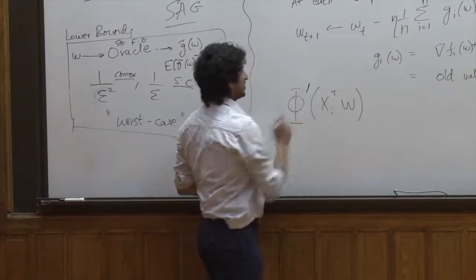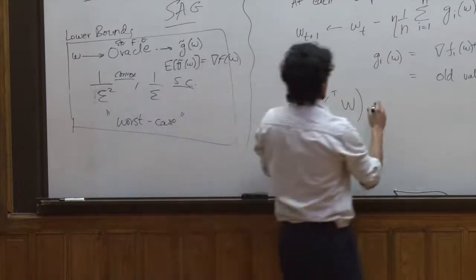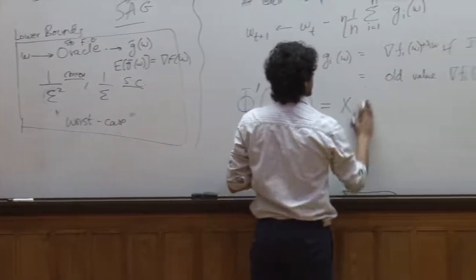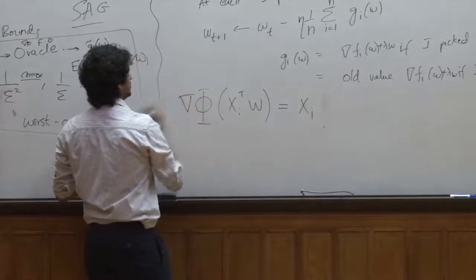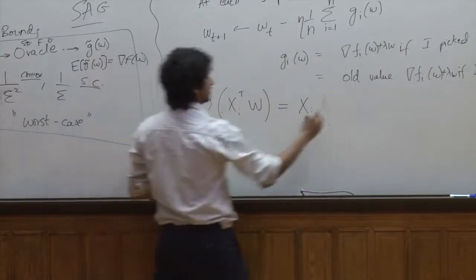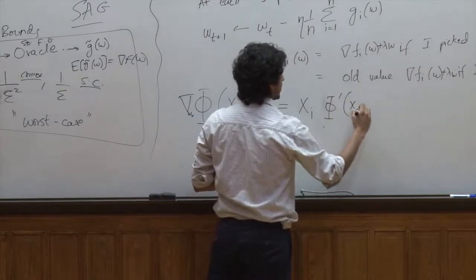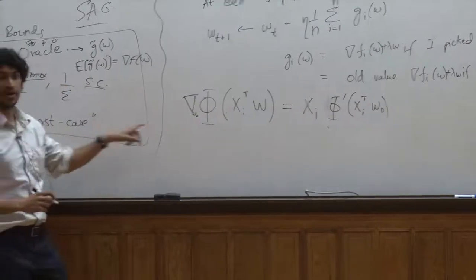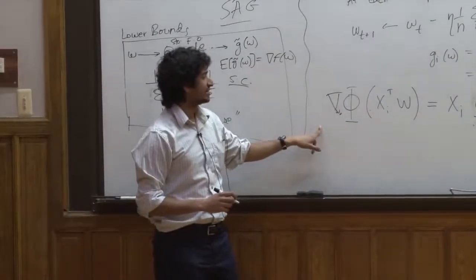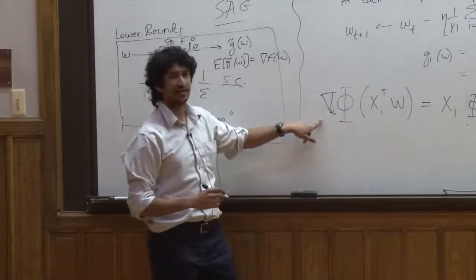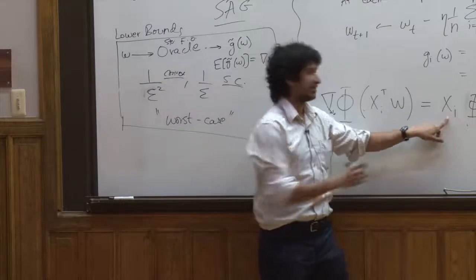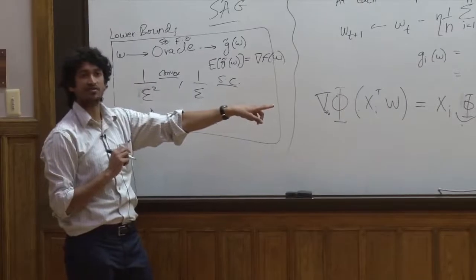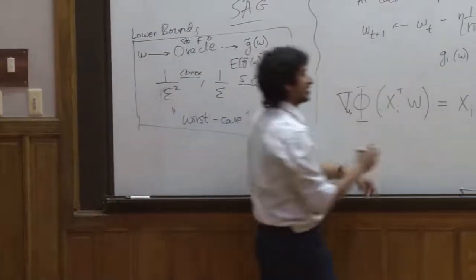Now, if I take the gradient of this, what is it going to be? The gradient at a point w0 is going to be xi times phi prime of xi transpose w0. What does that mean? That means that I don't actually have to explicitly store this gradient. I already have all the data points. I can just store that quantity, which is just a number. It's just a value. It's a scalar.